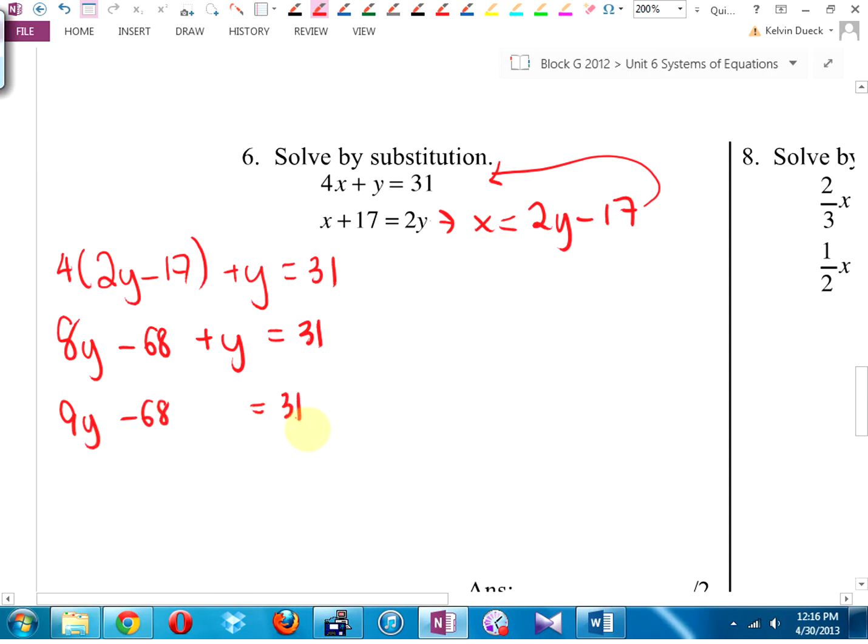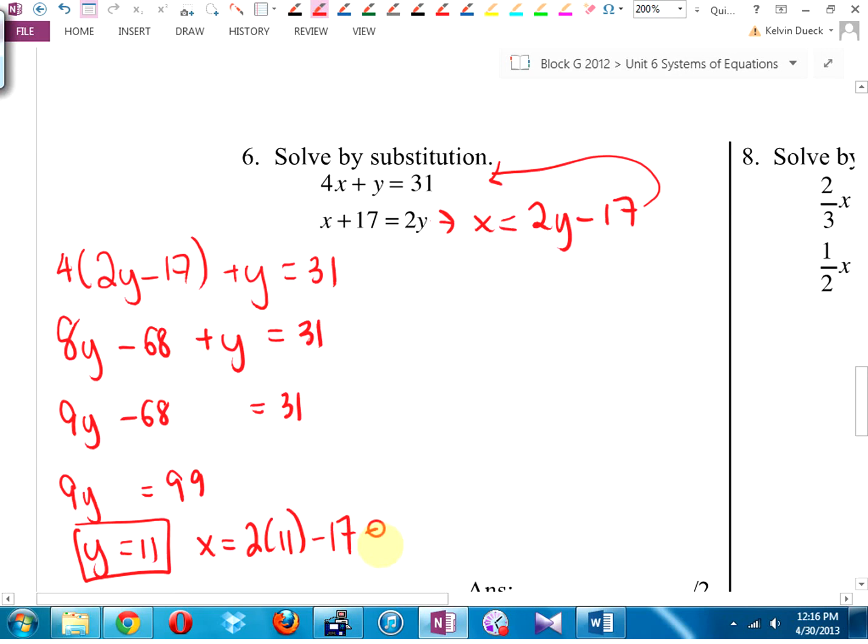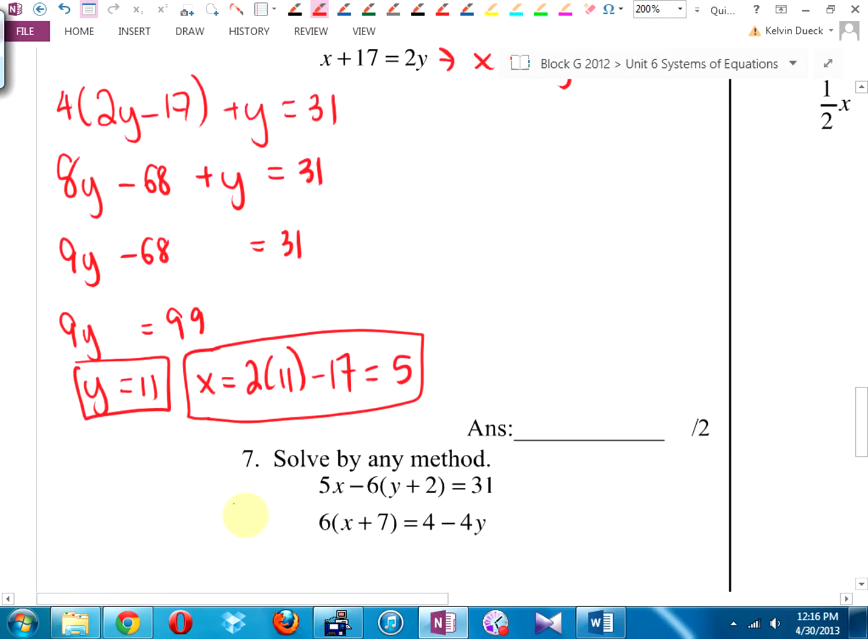Oh, please let this work out okay. 9y equals, add 68 to both sides, 99. So y equals 11. And x equals 2 times 11 minus 17, so x equals 5. I better write this in the correct order: 5, comma, 11. 1 mark.